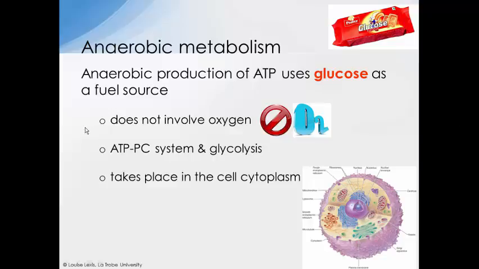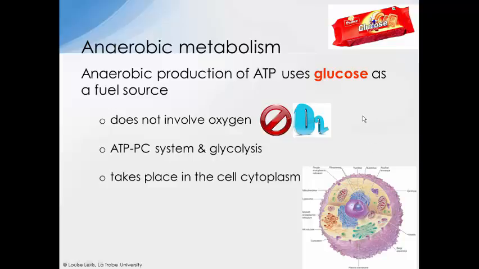As I mentioned, a key point for anaerobic metabolism is that it does not involve oxygen. And the site of production in the cell is in the cytoplasm. You have heard already that the mitochondria is an important organelle for the production of ATP, but it is also important to note that some ATP can be produced in the cytoplasm as well.